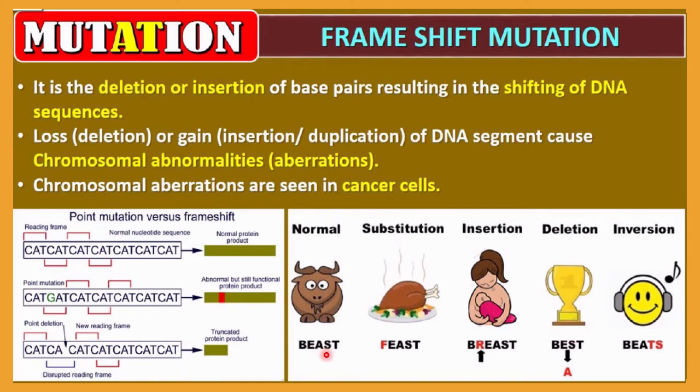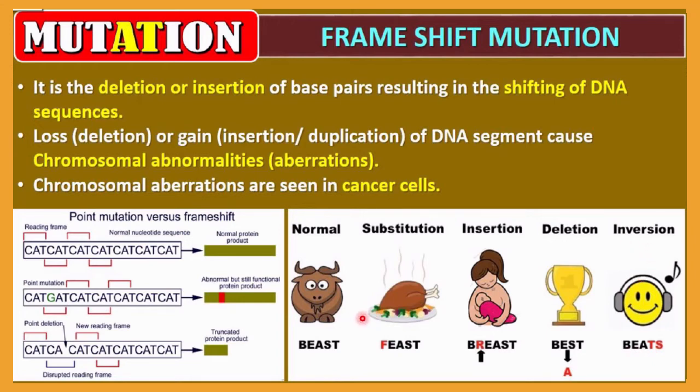Further, let me see the deletion example. Suppose this is BEAST and just A is deleted from that. Then what happens? BEST. So the meaning is totally different, and it will pass from generation to generation with the meaning changed. And further, here you can see inversion. Inversion means S is replaced with T and T is replaced with S, so an exchange or inversion occurs. Instead of BEAST, T and S are both exchanged. Then it becomes BEATS, and it is inversion.